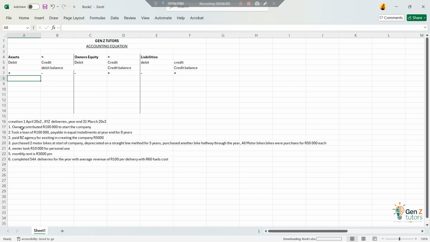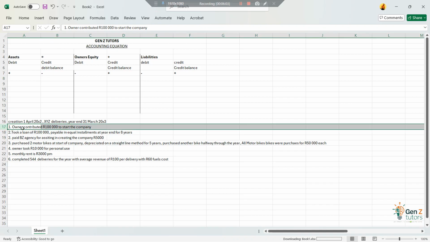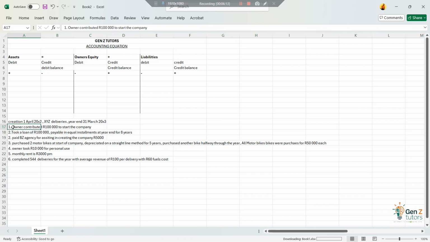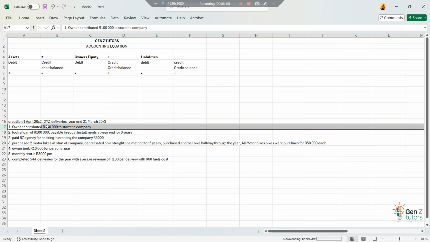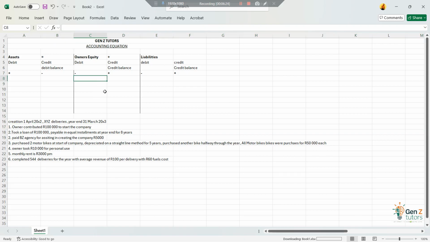So now, in our instance, we need to identify in each transaction that we're going to go through whether it's an asset, owner's equity, or liability, and its contra account that's going to be affected, right? So now, let's go into this situation. Transaction number 1, owner contributed 100,000 to start the company. What has happened here? The owner contributed 100,000 to start the company, which means now we are going into what? Owner's equity, because this is a shareholder's contribution for 100,000.